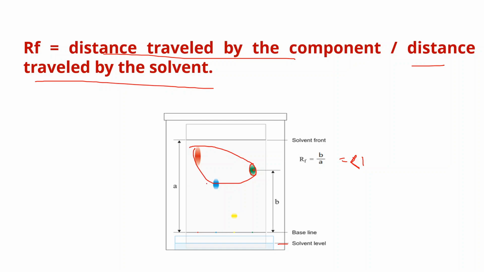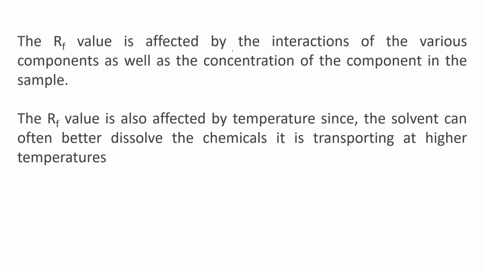Why? Because your solvent molecules' mobility is higher than your component's mobility, because your solvent is only helping in passing through the stationary phase. Then the RF value is affected by the interaction of various components, like the mobile phase or the stationary phase. If it is interacting more with the stationary phase, it will travel less distance, because it will attach to or be fixed with the stationary phase. That's why it cannot travel much. Or if it is interacting more with the mobile phase, then it will travel fast.